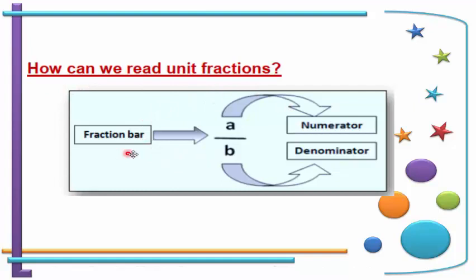How can we read unit fractions? We write fraction as A over B. This is the fraction bar, and number A is the numerator, and the second one in the bottom is called denominator. Again, we have fraction bar and numerator and denominator.